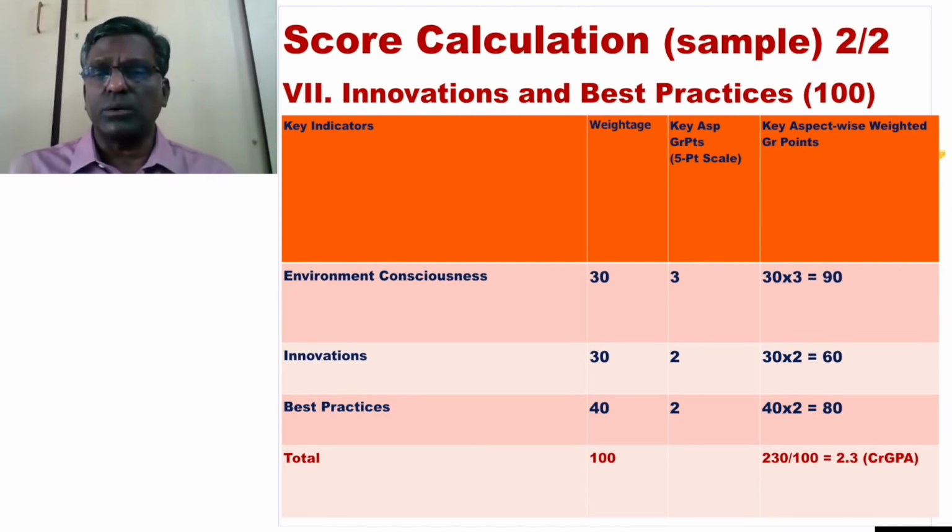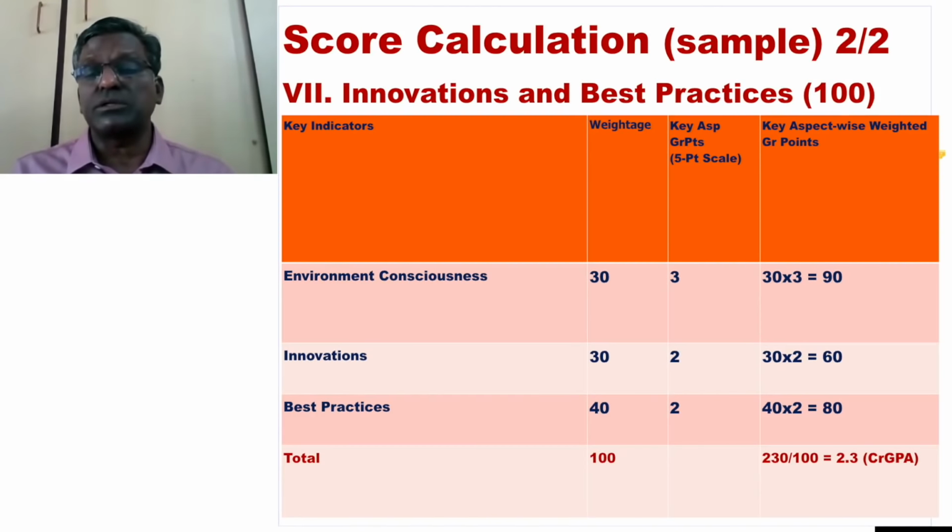Okay, so how has that particular institution performed on a 5-point scale? With reference to the first key indicator, it is good, therefore 3. With reference to innovations, it is just average, so therefore it is 2. With reference to best practices also, it is just average, 2. So therefore 30 into 3, 90, which is a good score. 30 into 2, 60, average. 40 into 2, 80. So totally 230.